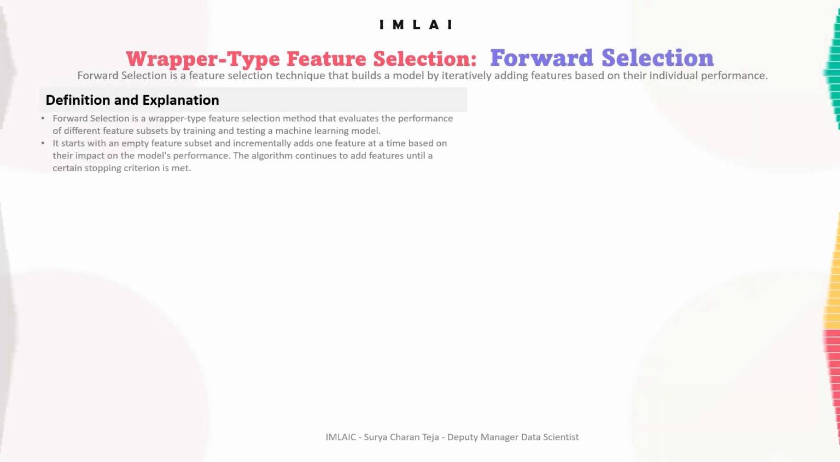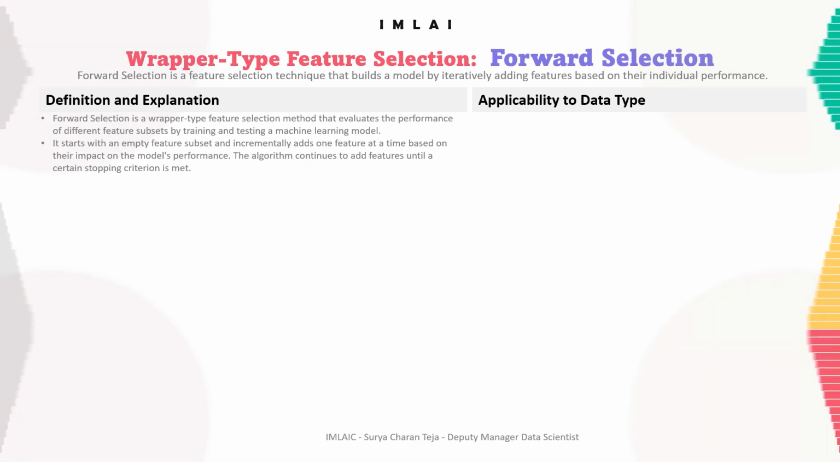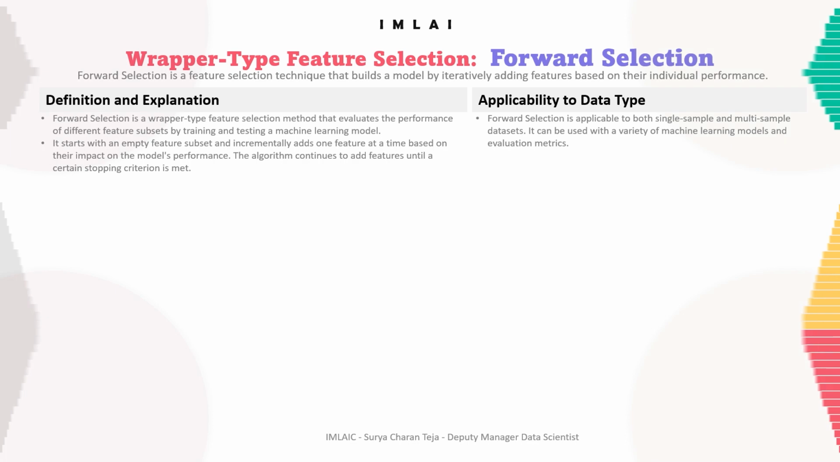Now let's look into the applicability. Forward selection is applicable to both single sample and multi-sample data sets. It can be used with a variety of machine learning models and evaluation metrics. It is often used when the goal is to select the most informative features to improve model performance.